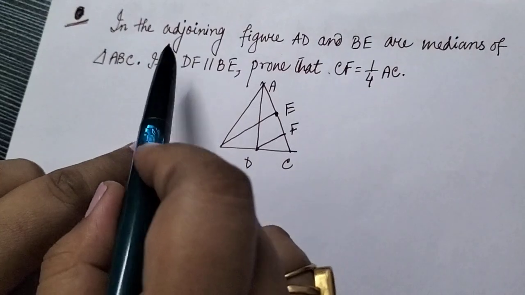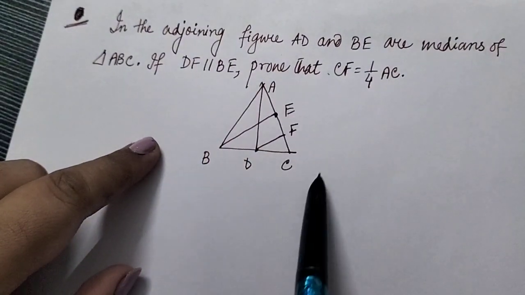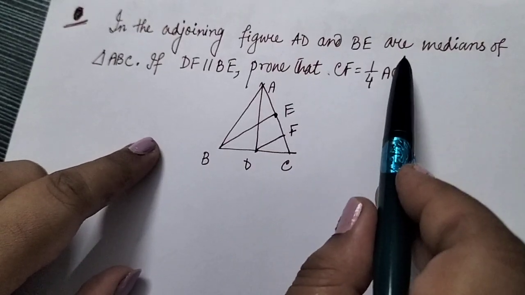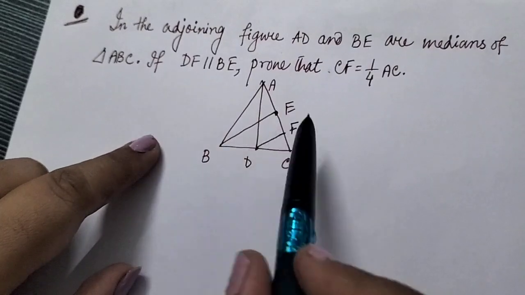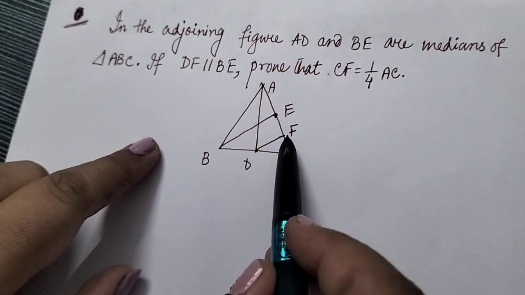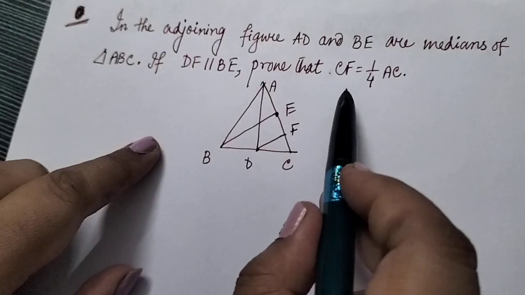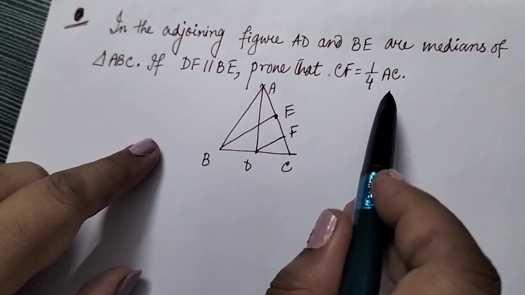The problem is, in the adjoining figure, AD and BE are medians of triangle ABC. And it is also given that DF is parallel to BE. We have to show CF equals 1/4 of AC.